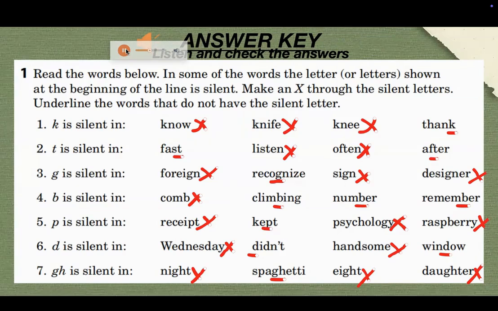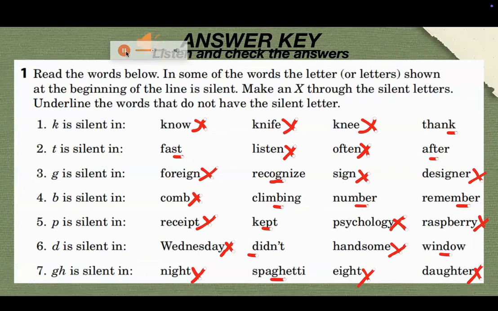Comb, climbing, number, remember. Okay, so the sound b is silent in the word climbing. B is silent in the word comb. However, it is not silent in the words number and remember. Number 5.